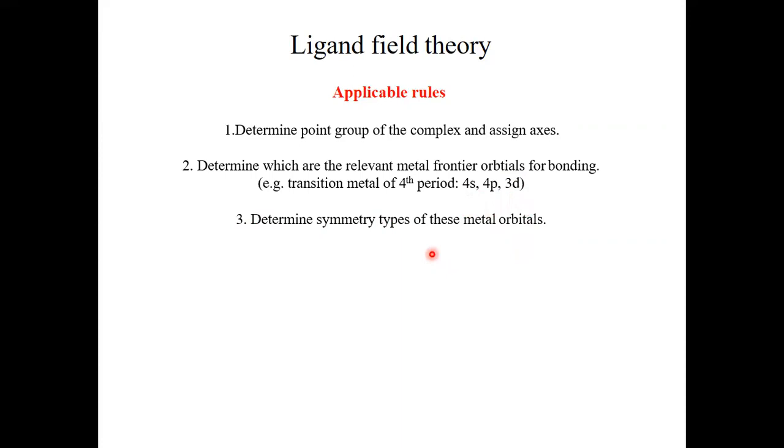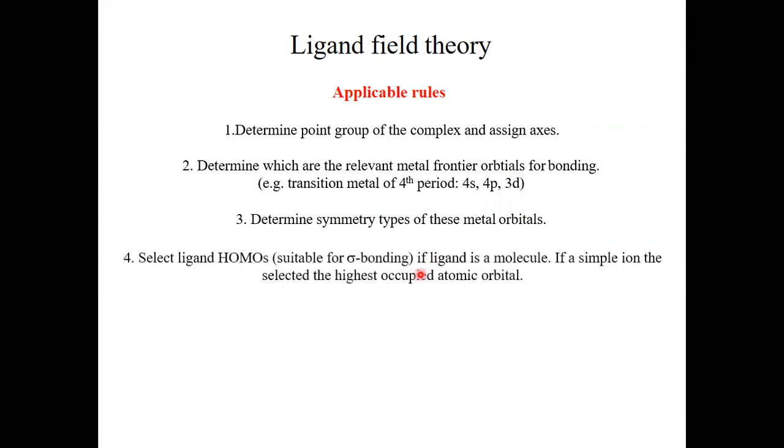So next we need to devote our attention toward the ligand. We first select the highest occupied molecular orbital that is suitable for pi bonding, okay? If the ligand is a molecule, now we can only have molecular orbitals when the ligand is a molecule. If the ligand is a simple atom or ion, then we select the highest occupied atomic orbital, which is suitable for sigma bonding. So when we have a molecule as a ligand, of course, that would mean that we first need to construct the molecular orbital diagram for the ligand before we can construct the molecular orbital diagram of the entire complex, given that we need to determine what the highest occupied molecular orbital of that ligand is and if it's suitable for sigma bonding.